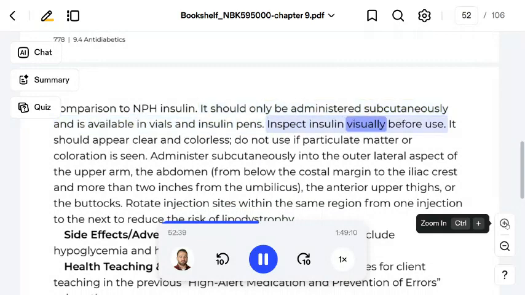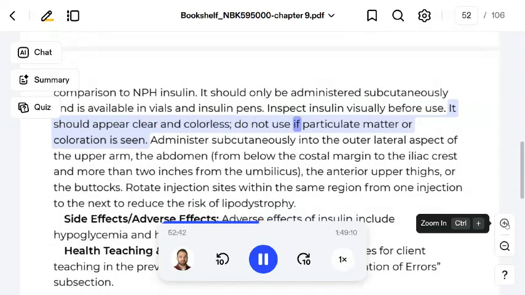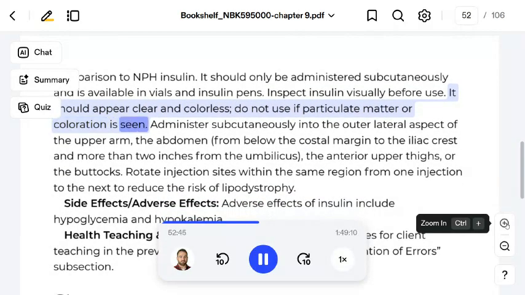Inspect insulin visually before use. It should appear clear and colorless. Do not use if particulate matter or coloration is seen.